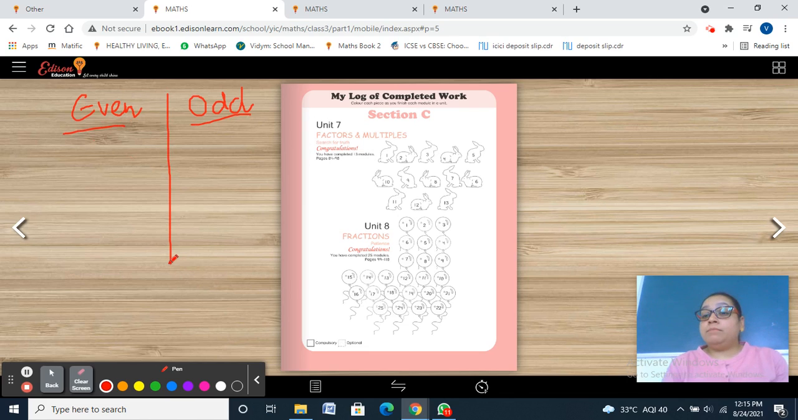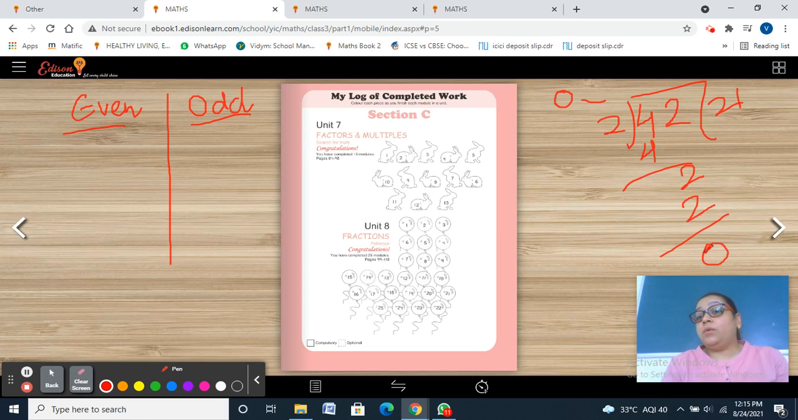Even numbers are those numbers which we divide by 2 and we get 0 as a remainder. When we divide the number by 2 and the remainder is 0, then that number is an even number. For example, if I am writing 42, when I divide 42 by 2, 2 fours are 8, 2 twos are 4, 2 ones are 2, your remainder is 0. So 42 is an even number.